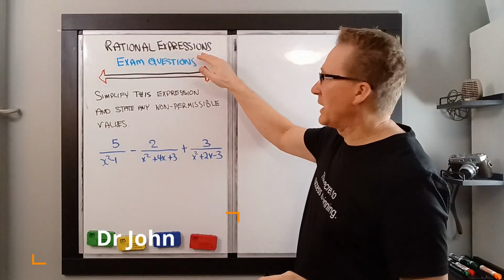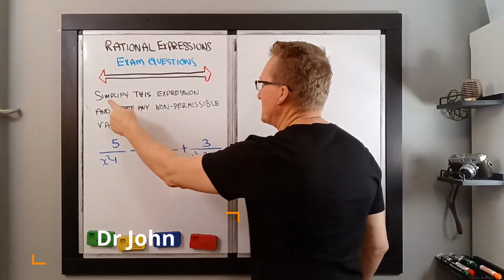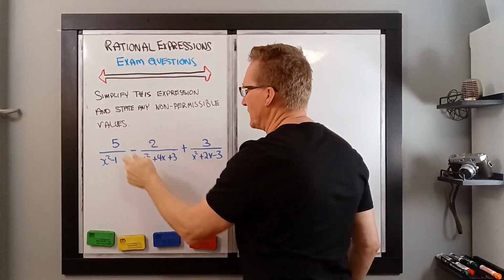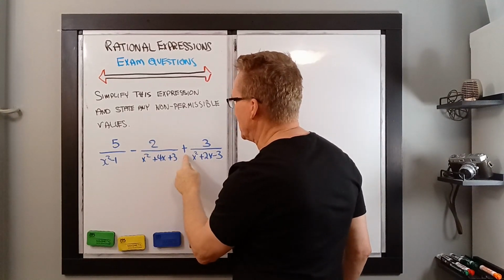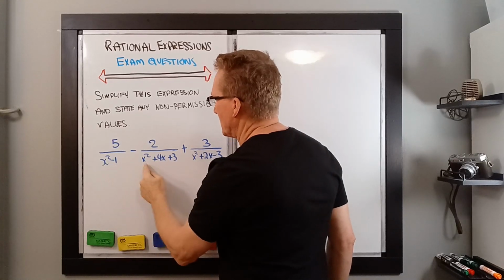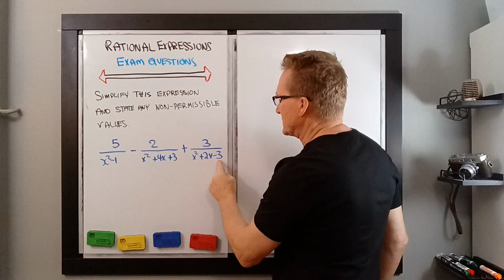We're going to be looking at another rational expression, preparing you for grade 11 pre-calculus exams. We want to simplify this rational expression and state any non-permissible values. We have three different expressions here, separated with a minus sign and a plus sign. This is a 5, a 2, and a 3. x squared minus 1, x squared plus 4x plus 3, x squared plus 2x minus 3.